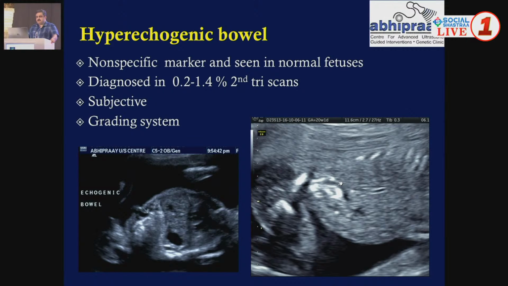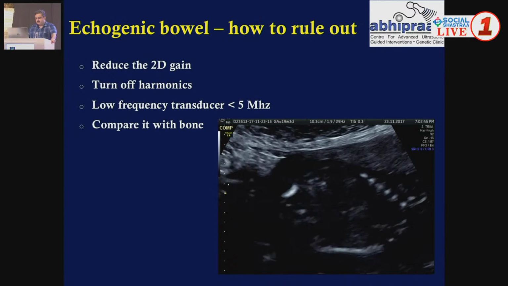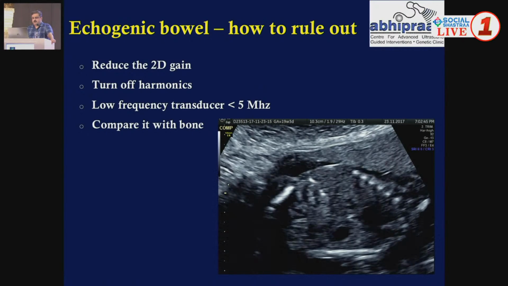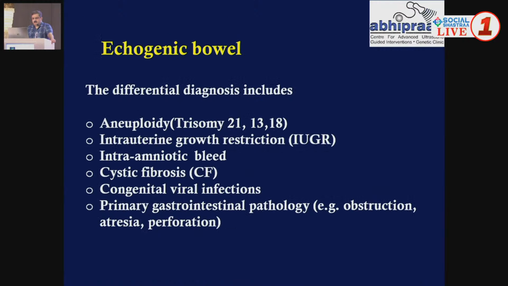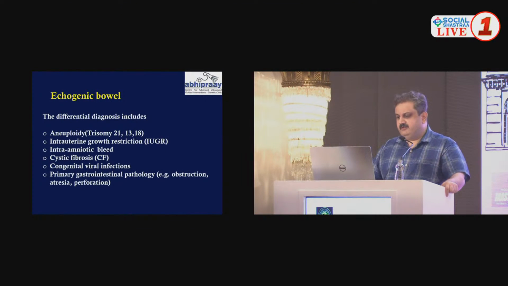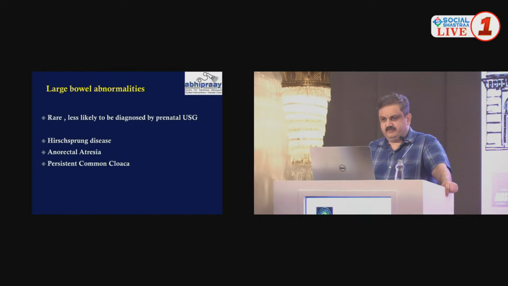So there is a subjective grading system for the echogenic bowel. What you need to do is reduce the 2D gain, turn off harmonics, use a lower frequency transducer, and then compare the echogenicity of the bowel to the adjacent iliac bone. So depending on the echogenicity, if it is less than the bone, it is grade 1, equal to the bone is grade 2, and more echogenic is grade 3. Of course, the more sinister ones are grade 2 and grade 3. So first exclude an intraamniotic bleed and history of intraamniotic bleed before you move on to more sinister complications like aneuploidy, cystic fibrosis, infections, and obstruction and meconium peritonitis.